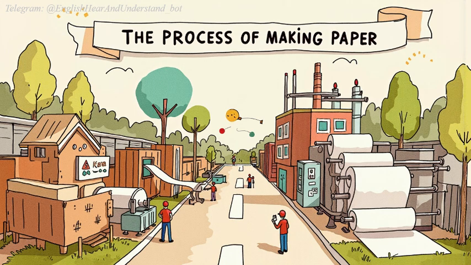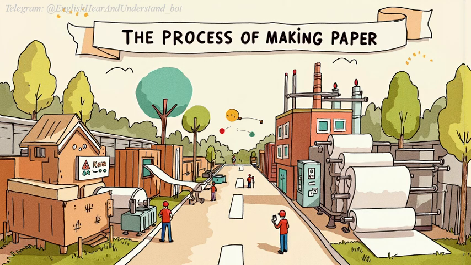Step 5. Bleaching the pulp. If white paper is needed, the pulp goes through a bleaching process. Bleaching makes the pulp whiter and brighter. This is done by adding special chemicals to the pulp. However, not all paper is bleached. Some paper is left brown because it is made from recycled materials or because it is meant to look natural.